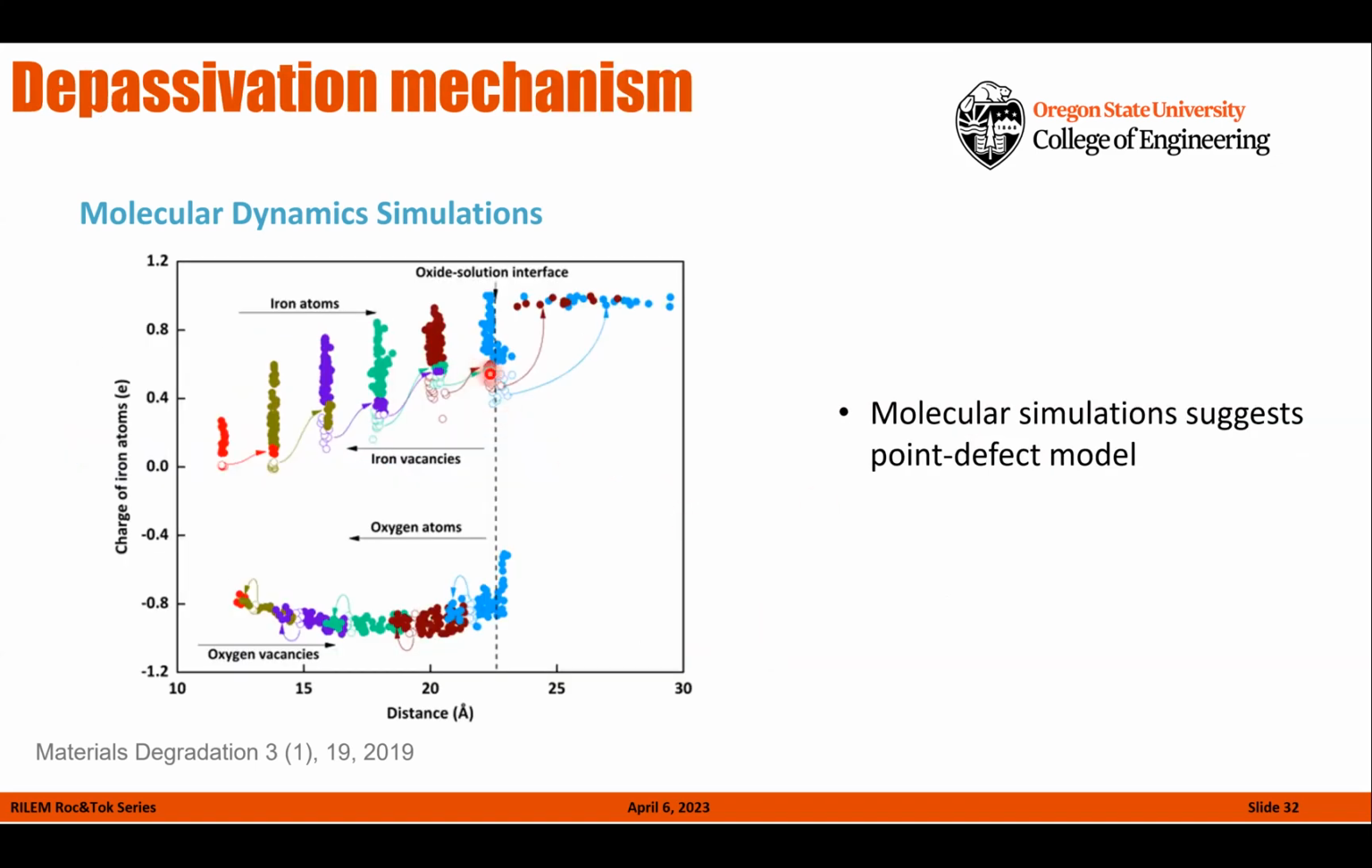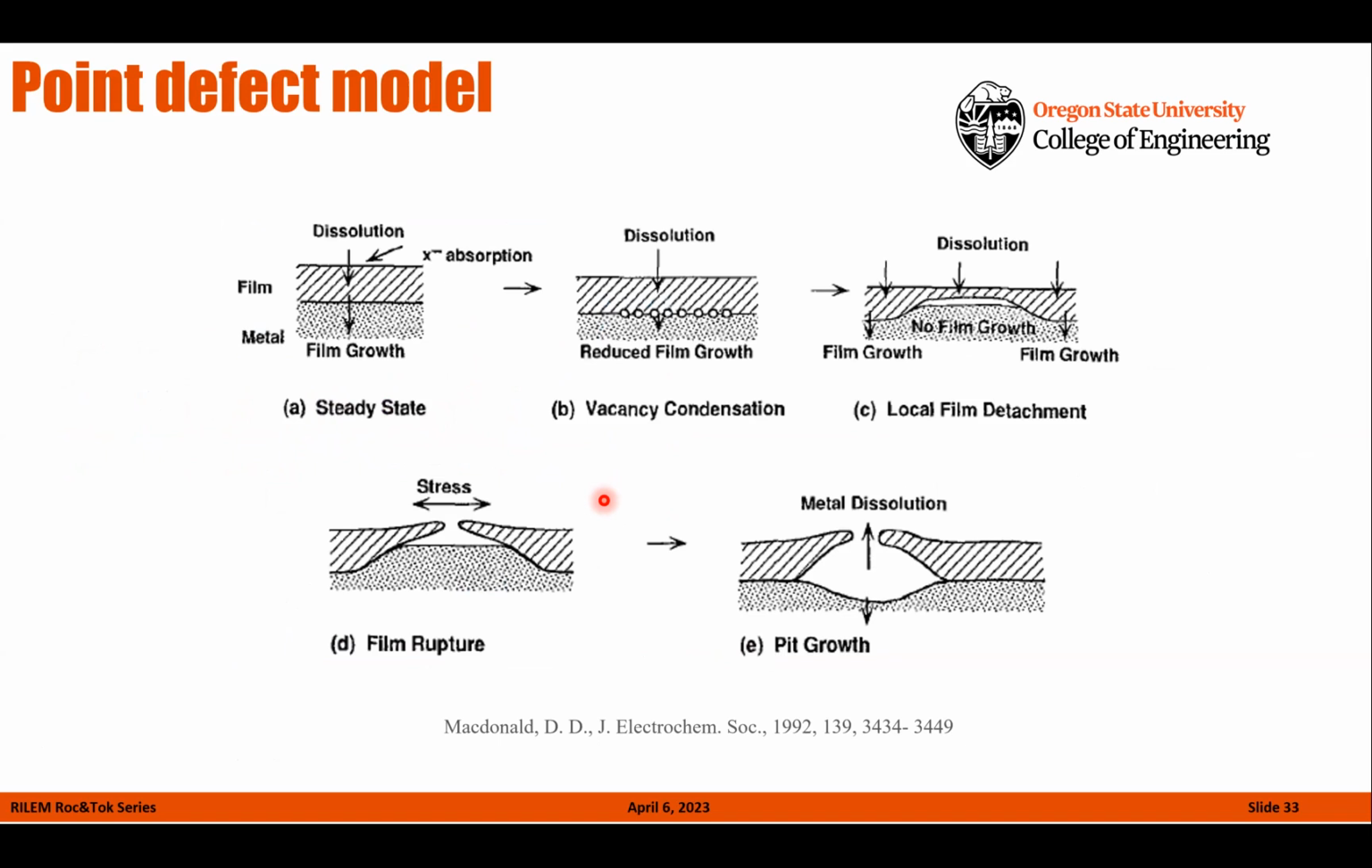And here you can see this iron vacancy formation. Those iron vacancies travel toward the metal-oxide interface, and they break down the passive film that way. So the molecular dynamics simulations suggest the point defect model as the mechanism that defines the chloride-induced depassivation process. There's a 1992 paper, a very good paper by Digby Macdonald, who proposed this point defect model for depassivation and clearly described the steps of how this happens.